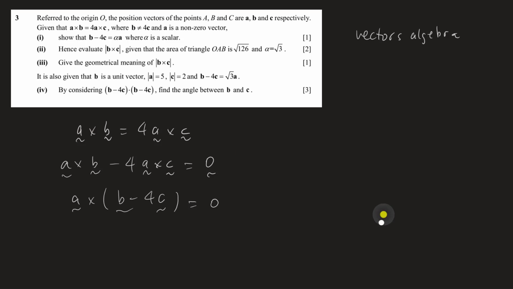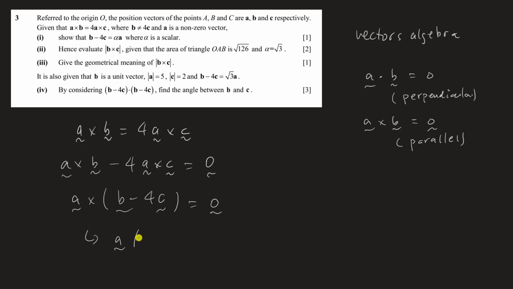Then what does this mean? When two vectors cross together to give you 0, this means that they are parallel. So A dot B equals 0 means that they are perpendicular, and A cross B equals 0 means that they are parallel. So this means that this is parallel to this, which means that this is a scalar multiple of A, which is what they want.